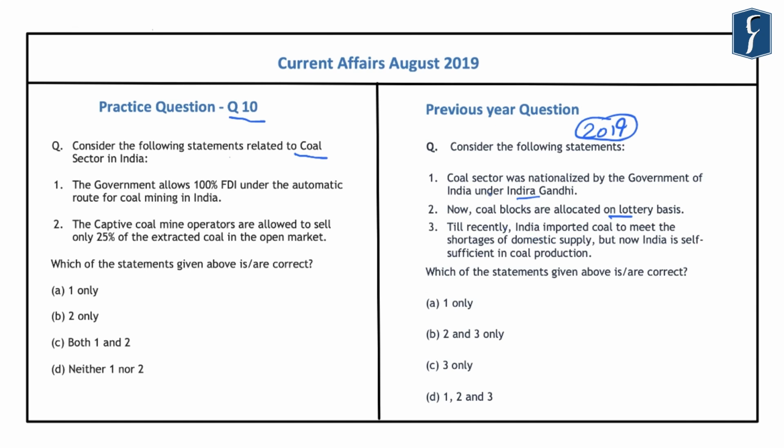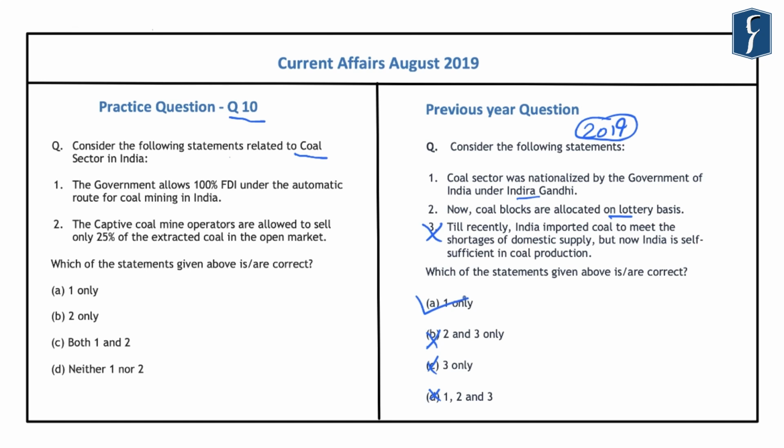And if you knew that India is not self-sufficient in coal production, you could have eliminated the third statement, and by this you can easily eliminate the options B, C and D. And hence the correct answer that comes out is 1 only. So the previous year questions highlight that the coal sector is one of the important sectors for the preliminary examination, on which various questions have been asked.